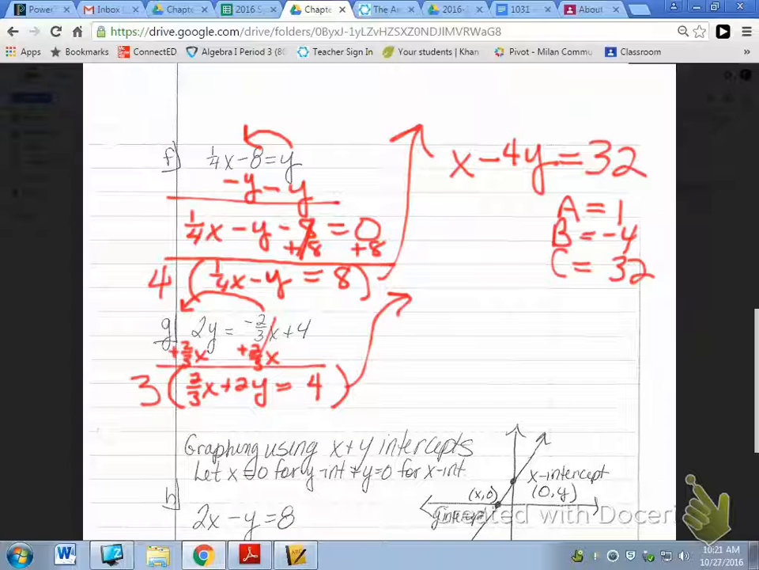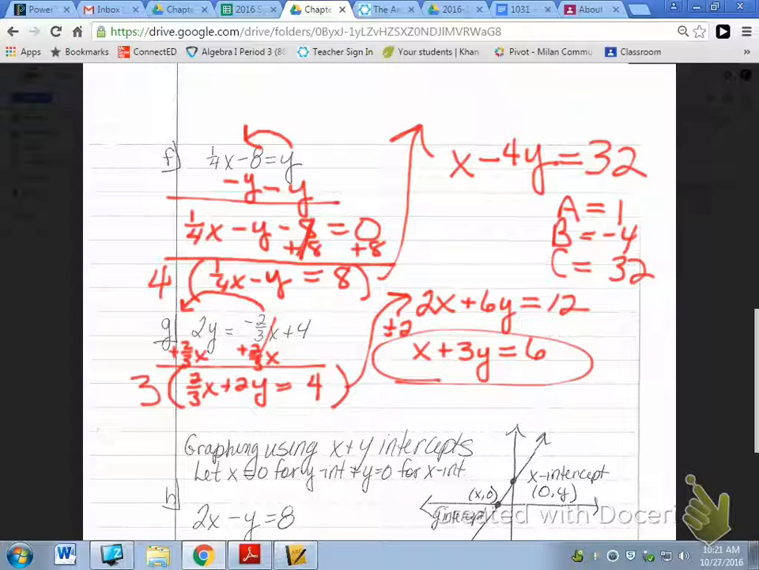Okay, I'm coming over here. 3 times 2/3 x. What is it? 2x. 3 times 2y, 6y. 3 times 4, 12. Okay, so far so good. They're all integers. Okay, greatest common factor. Do they have one other than 1? 2, 6, and 12. So definitely divide by 2. So x plus 3y equals 4. Oh, no, 6. Whoops. I was just seeing if you're paying attention. 6. And we are good.